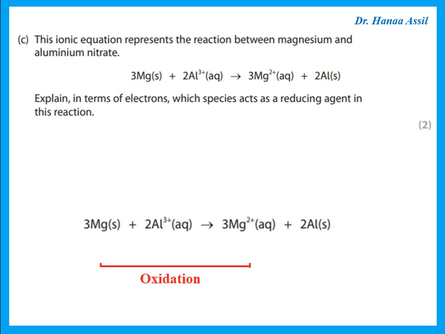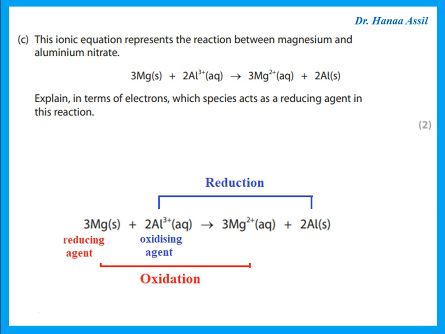From magnesium to magnesium 2+, that means magnesium has lost electrons. Loss of electrons is oxidation. Aluminium 3+ to aluminium gained electrons, that is reduction. So the one that has been oxidized is the reducing agent. The one that has been reduced is the oxidizing agent. So he's asking which species is the reducing agent? That's magnesium. Why? Because it is the one that lost electrons. It is the one that gave electrons to the other substance and caused it to be reduced.